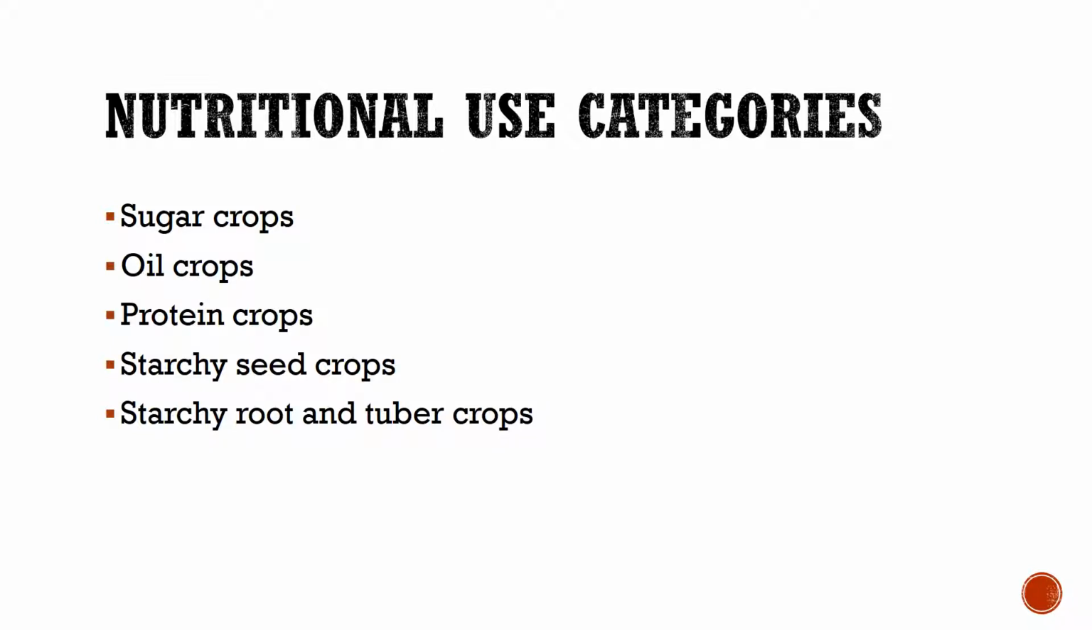So next we're going to talk about the nutritional use categories that we utilize to classify and name plants, specifically crops, so field crops. So we'll look at oil crops, we'll look at sugar, protein crops, starchy seed crops, and then a little bit more of root and tuber starchy crops.